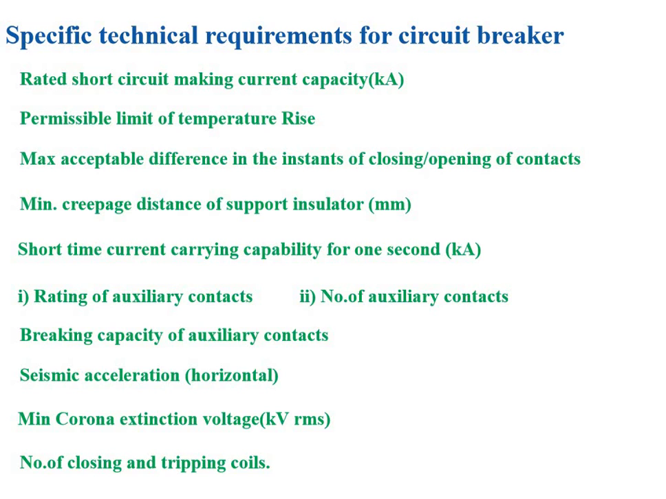So this is about the specific technical requirements of the circuit breaker. Now we will discuss the standards which are concerned with the circuit breaker. First we will see the IEC standards, and then we will discuss the IS standards. The first standard is IEC 62271-100. This standard is used for the specification of the alternating current circuit breaker.